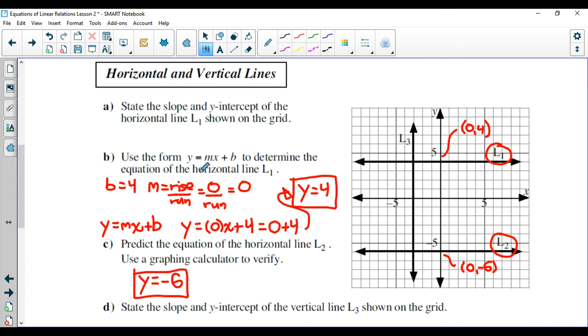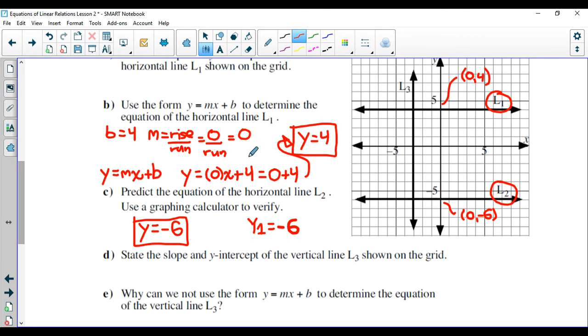That's your equation. Now, if you want to confirm that was correct, you could put it into your graphing calculator, and all you would simply do is plug in y1 is equal to, not 6, -6. And then if you did that, you would get the horizontal line. Okay, so if you want to confirm that, you can go ahead, but I'm not going to show it right here.